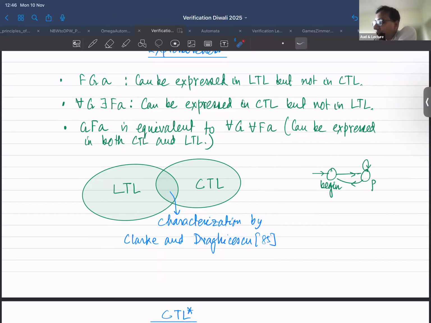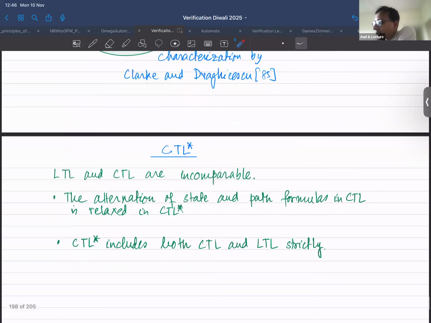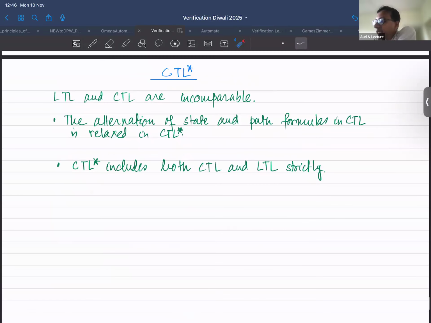So you have some formulas in LTL which cannot be expressed in CTL and vice versa. And there can be some properties which can be expressed by both. So in general, LTL and CTL are incomparable. And so there is a logic which encompasses both of them. It's called CTL star. So what is CTL star?